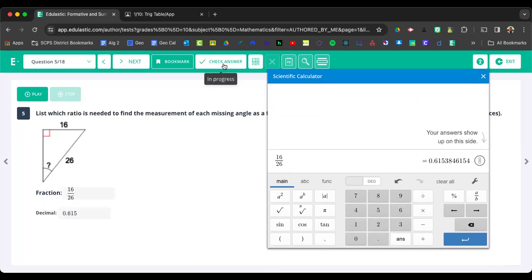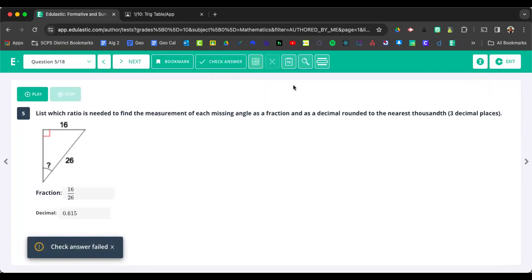Let's see if the check answer works for this one. Check answer failed. It may just be because I'm recording, guys. Try out the check answer. If it doesn't work, I'm sorry, but hopefully it works.